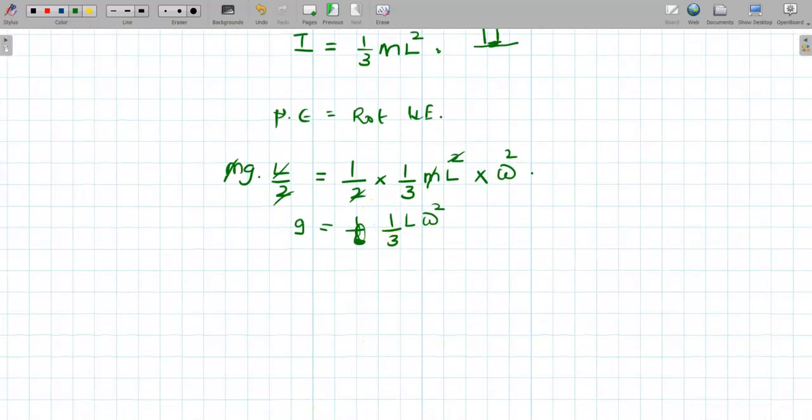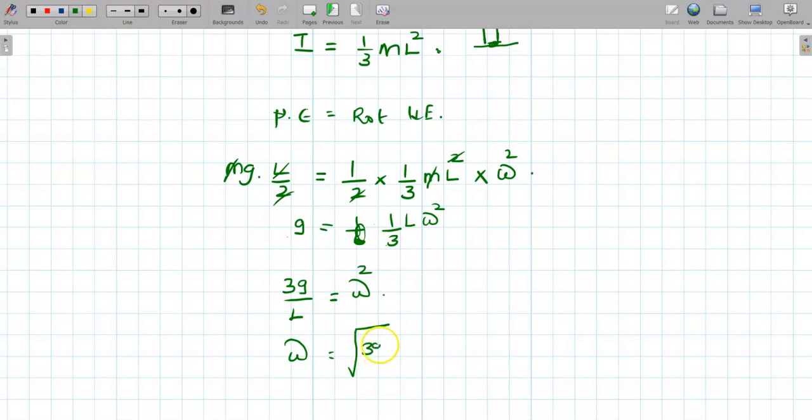You can take this 3 to the other side: 3g, and L to the denominator, is equal to omega square. Now take the square root on both sides: omega is equal to the square root of 3g over L.